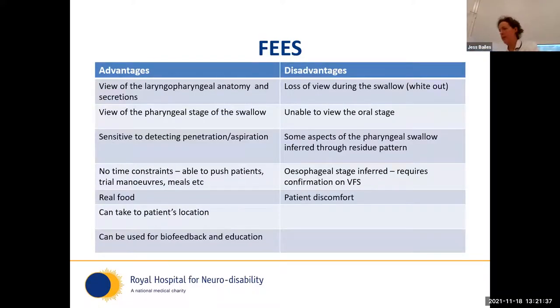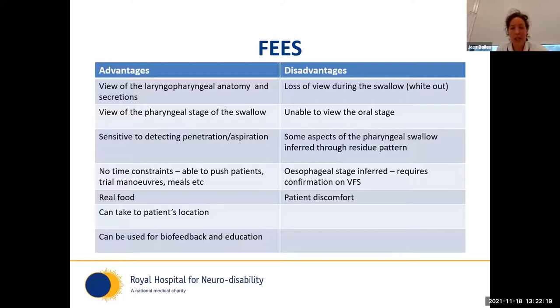So moving on to VEES. In terms of advantages, we hopefully get a very clear view of the laryngopharyngeal anatomy, as long as nothing's fogged the scope. We can see secretions really clearly, looking at location, amount, and again, the ability to clear secretions. So this is really helpful for people who have a severe dysphagia, where you're worried about significant aspiration, and also for people with tracheostomies. So it gives a view of the pharyngeal stage of the swallow, and it is sensitive to detecting penetration and aspiration. There aren't any time constraints.